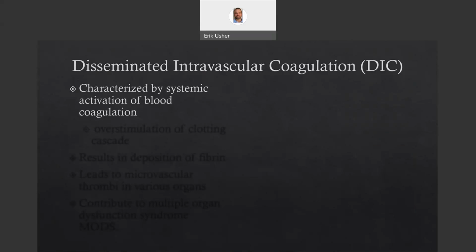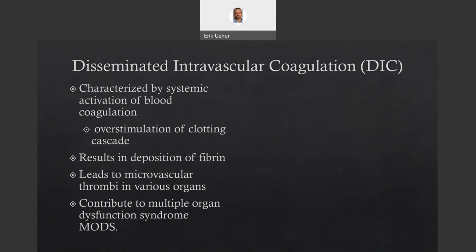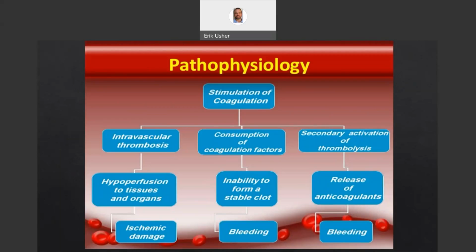You've heard about it in pathophysiology and maybe even some other courses, but it's characterized by systemic activation of blood coagulation and then overstimulation of the clotting cascade. So it results in deposition of fibrin, leads to microvascular thrombi in various organs, and it contributes to multi-organ system malfunction. It's a really, really fickle disease state because you use up all of your clotting factors, and then you have none. So then you bleed. So that's the hallmark of it. It's all of this clotting and bleeding at the same time, bleeding from everywhere.